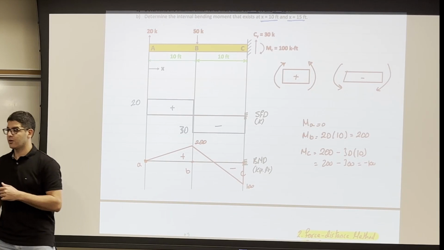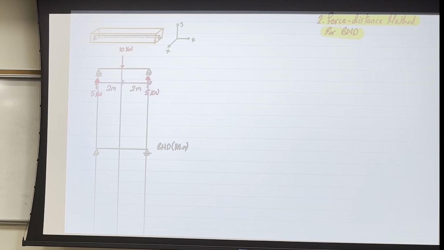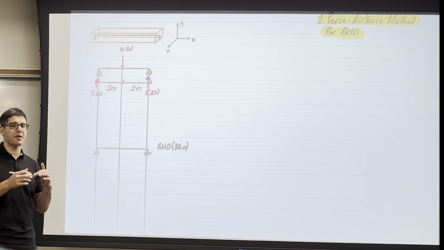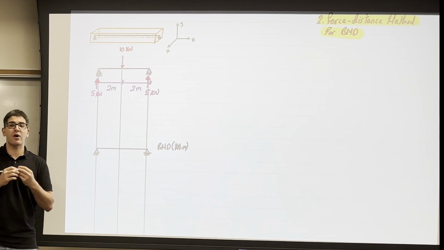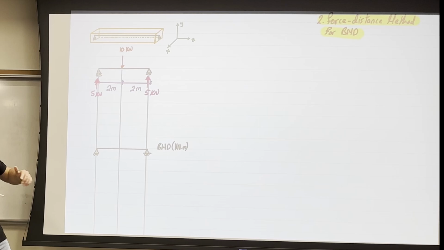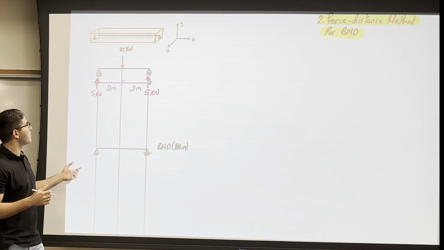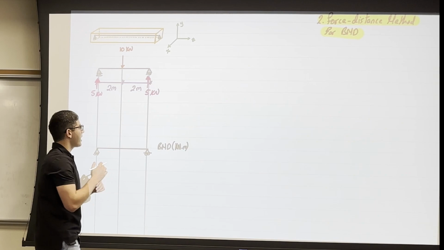So now let's do the other method. This other method doesn't depend on the shear diagram. The disadvantage of the previous method is that we need to have a shear diagram to draw the bending moment. But with this method, we don't need the shear diagram. So I just erased the shear diagram, and then we will draw the bending moment using that method. We can start from the right or the left, and it depends on calculating the force times the distance.